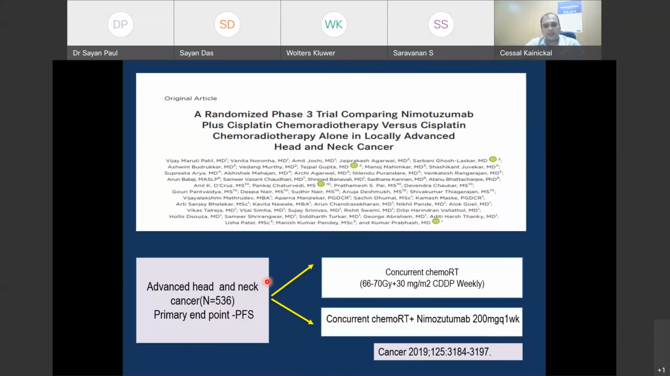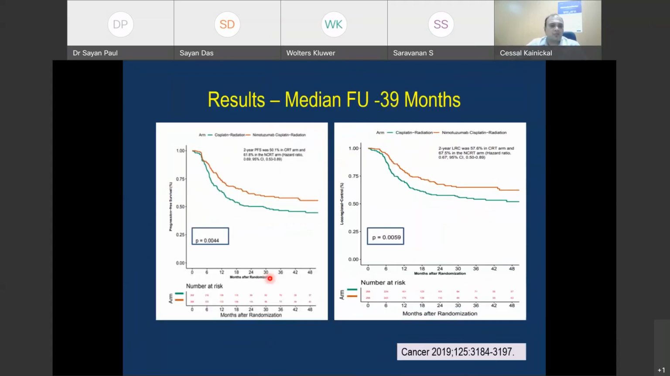So the primary endpoint of this study was progression-free survival, and the secondary endpoints were local control and overall survival. At a median follow-up of 39 months, the data was initially presented at the ASCO annual meeting in 2018 by Dr. Vijay Patil and published in Cancer in 2019. It showed a benefit in terms of progression-free survival and local control. And this is the only trial which has shown a benefit in progression-free survival and local control for a monoclonal antibody in addition to chemoradiation.